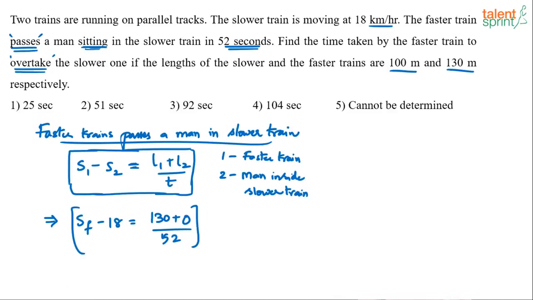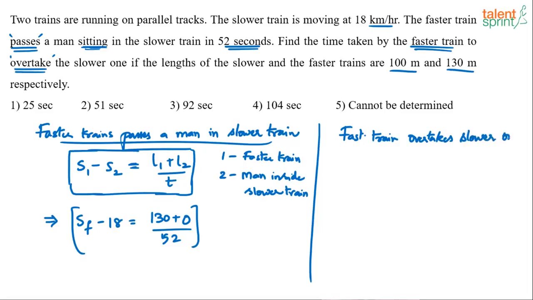Now, what happens in the second case? We can solve for SF, but that is not required. I'll tell you how. If you observe the second case, what is he asking us to find out? The time taken by the faster train to overtake the slower one. So in the second case, I'm writing this for your clarity. All this need not be put on paper. Faster train overtakes slower one.